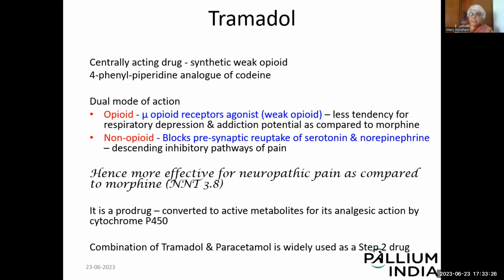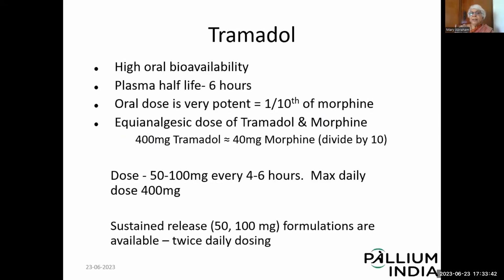It is a prodrug. That means it is converted to active metabolites for its analgesic action to occur. And that is through the enzyme cytochrome P450. And the analgesic combination of tramadol and paracetamol is widely used as a step 2 drug. The advantage of tramadol is it's got high oral bioavailability. Its plasma half-life is around 6 hours. Okay, so we have to give it every 6 to 8 hours. The oral dose is pretty potent. It is 1/10 as potent as morphine.